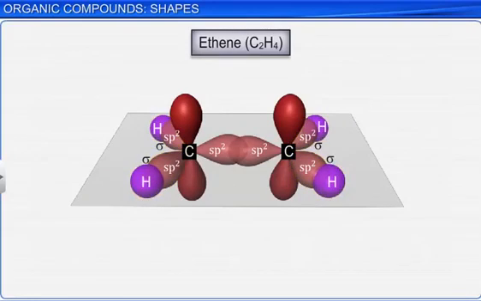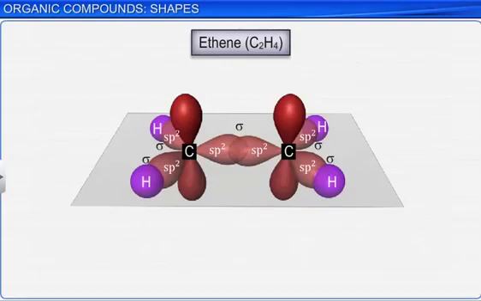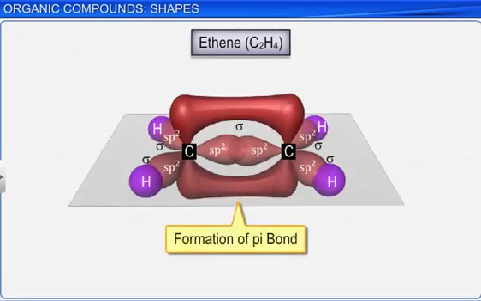The remaining sp2 hybrid orbital of a carbon atom overlaps coaxially with a similar sp2 hybrid orbital of the other carbon atom to form a strong carbon-carbon sigma bond by sp2-sp2 overlap. The unhybridized or pure 2pz orbitals of both the carbon atoms overlap laterally to form a weak carbon-carbon pi bond by pp overlap.